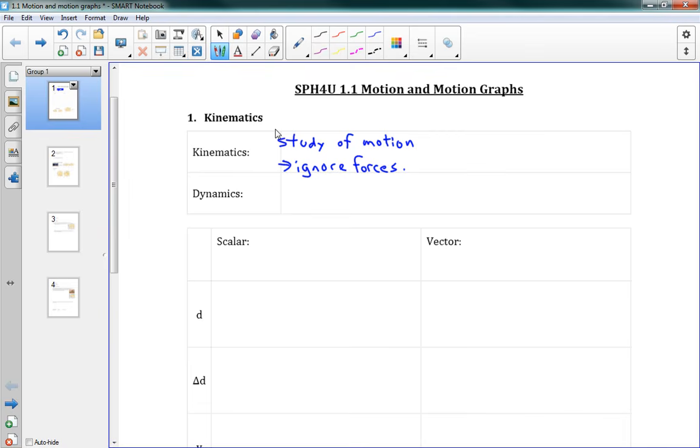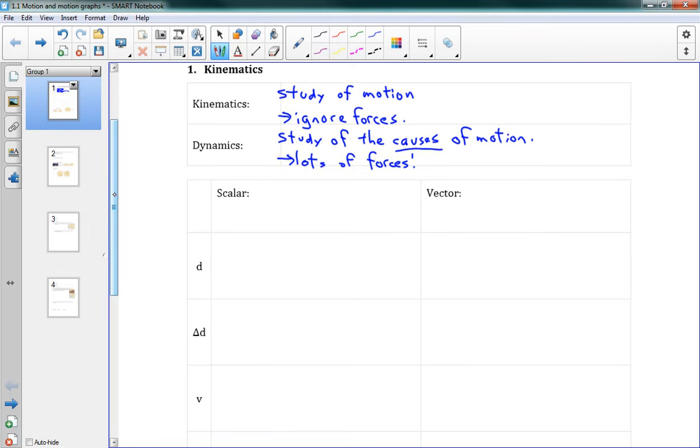Whereas dynamics, which is the topic of this unit, is the study of the causes of motion. Here in dynamics, of course, we're going to be looking at forces a lot. We've got lots of forces to look at. So that's the difference between kinematics and dynamics. Dynamics includes some kinematics in it.